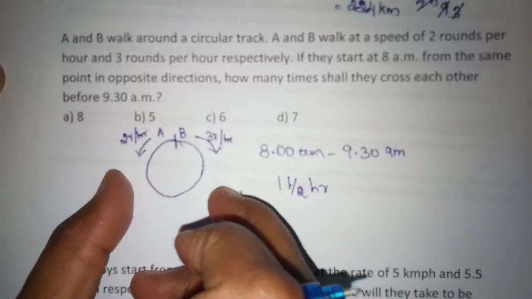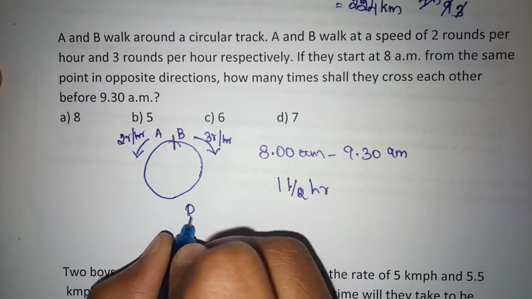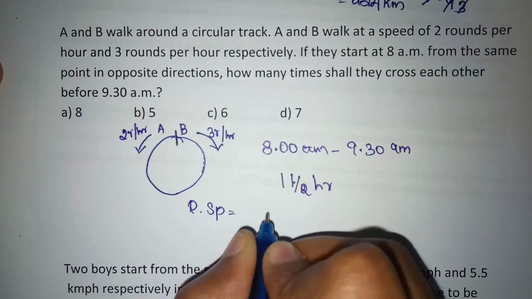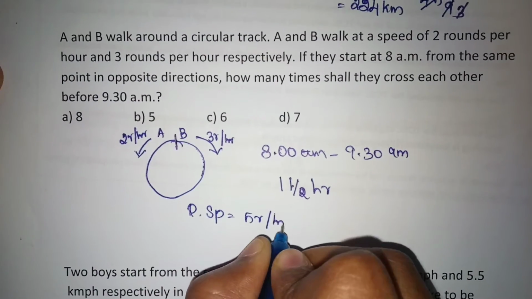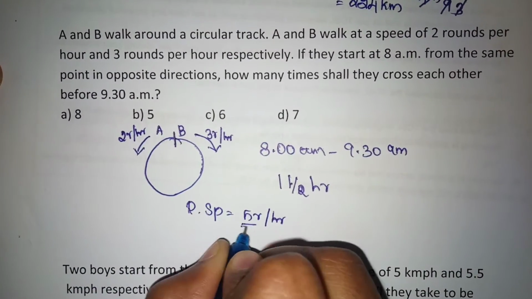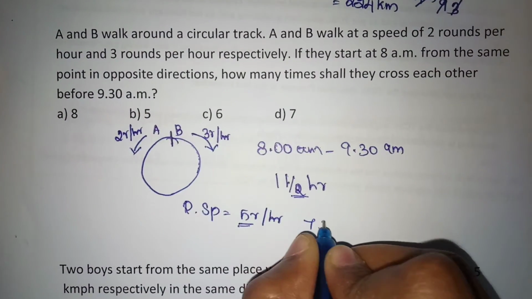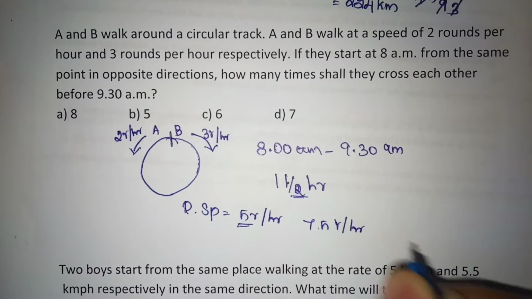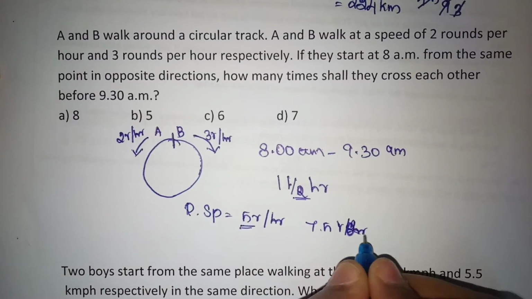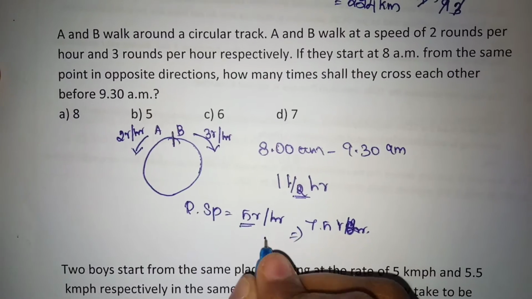See, both were moving on opposite direction. So their relative speed will be sum of their speed, that is 5 rounds per hour. So for 1 hour they will revolve 5 rounds. So for 1.5 hours it will be 7.5 rounds. 7.5 rounds in 1.5 hours.